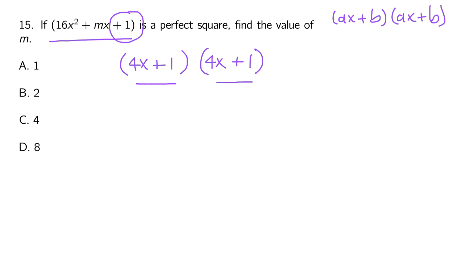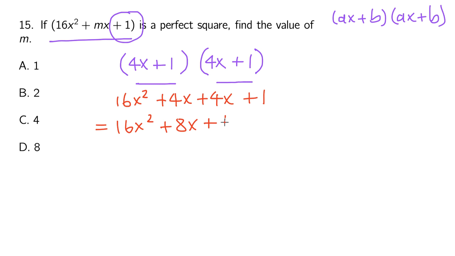Now let's multiply to see if we're going to get this 16x squared and so on. So 4x times 4x, that's 16x squared. Then we have plus 4x plus 4x plus 1. And this is equal to 16x squared plus 8x plus 1. This means that m is now equal to 8.